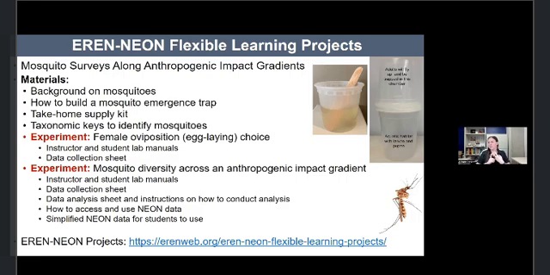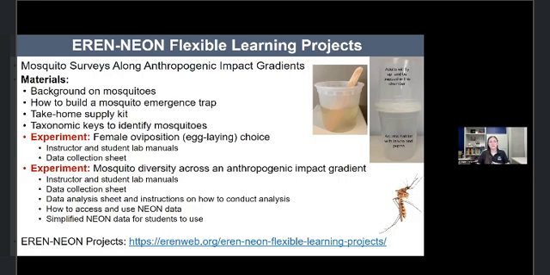It tells you how to build a mosquito emergence trap. So if you wanted to see what species of mosquitoes you had and you wanted to see what they looked like as adults, there's a picture of the trap where you have your aquatic habitat on the bottom, and then on the top, when the adults emerge, they'll fly up and get stuck in the top. So you can actually look at what the adults look like if you wanted to do that. There is a supply kit, so it'll tell you everything you need.